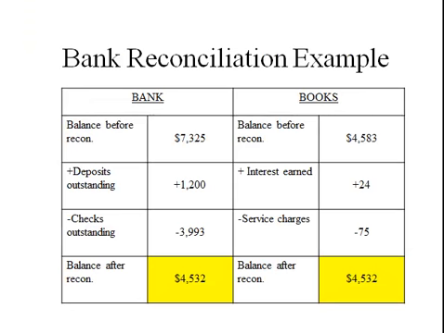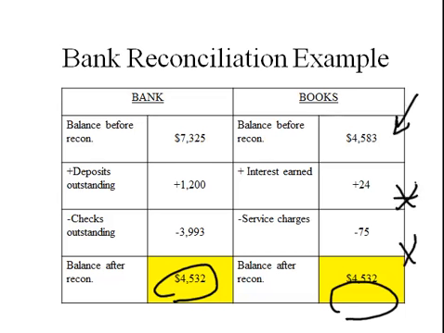After completing the bank reconciliation, we've identified what the correct balance should be in our general ledger. Notice that the amount currently in our general ledger is $45.83. We need to adjust for these items in the book column. These items we have already accounted for and do not need to record journal entries.